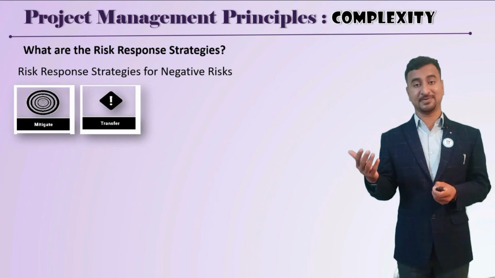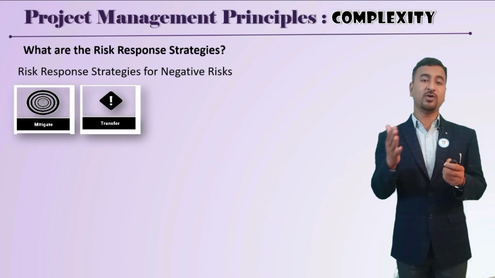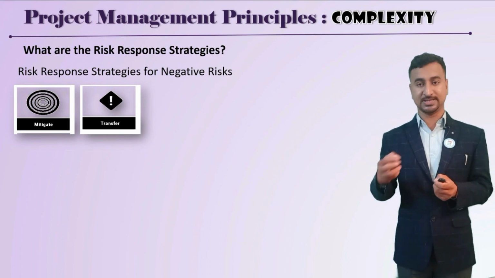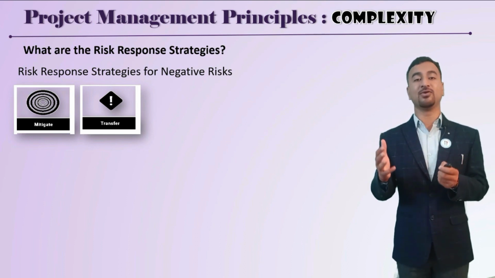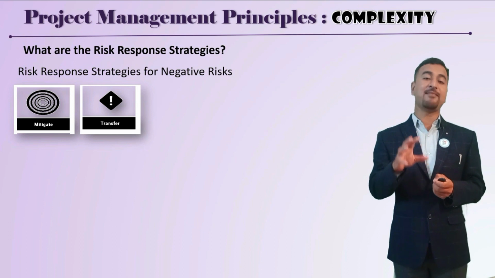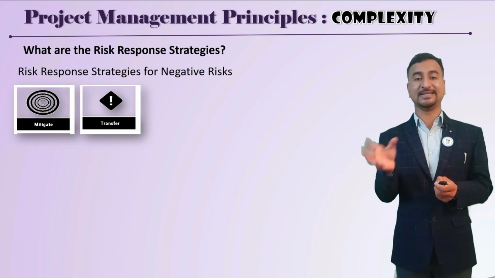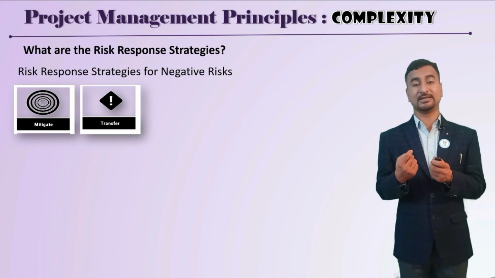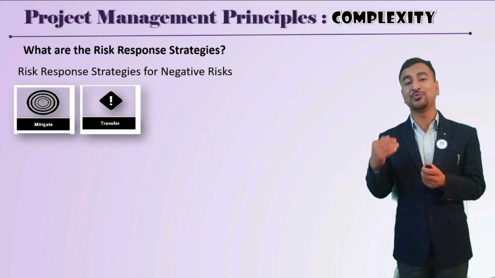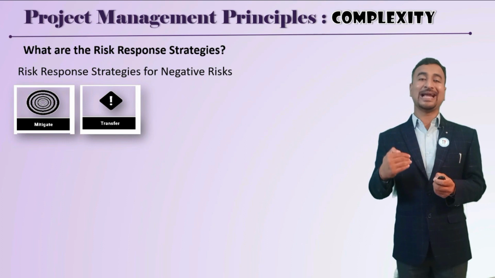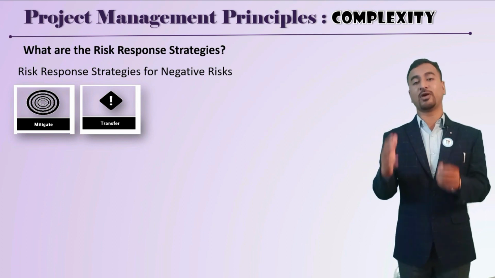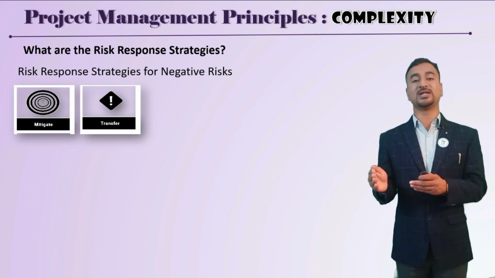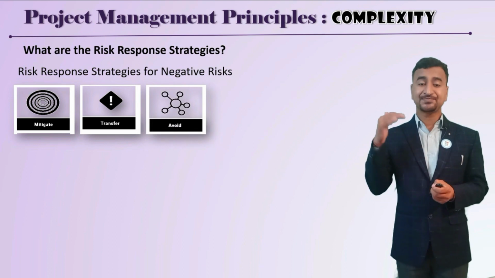Second, you can transfer the risk. Beyond certain things, you take insurance. If something goes wrong, the liability is transferred to some other agency, the insurance company. And the second way to deal with transfer is to have a back-to-back contract signed with your subcontractor. So whatever happens, you can transfer that risk to the subcontractor.